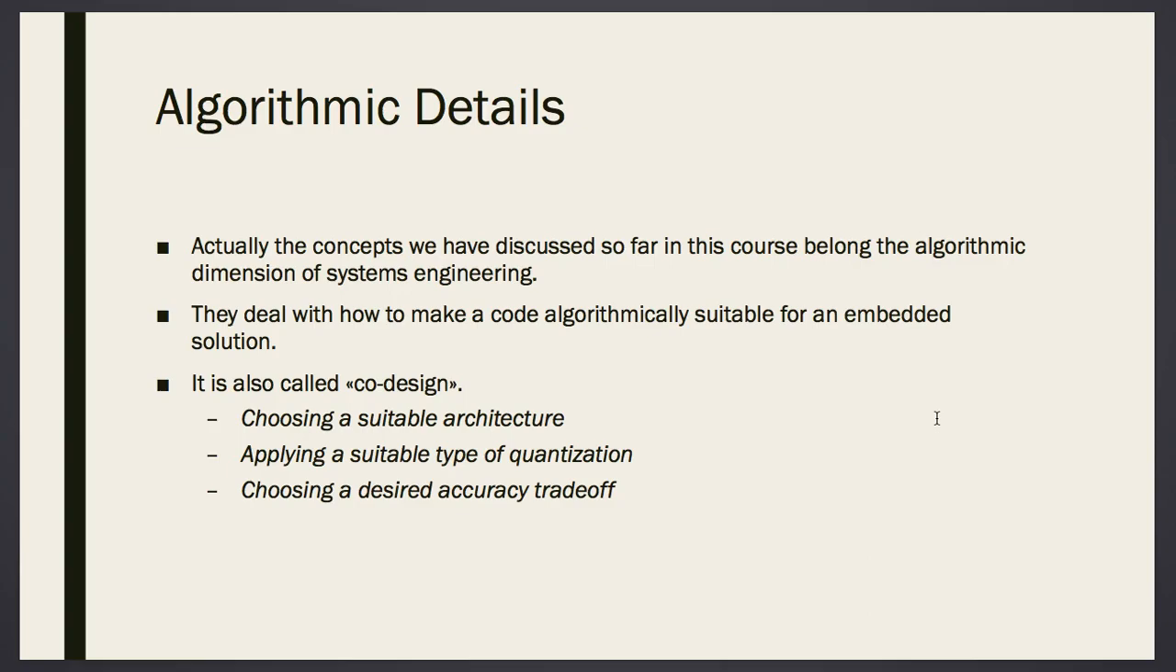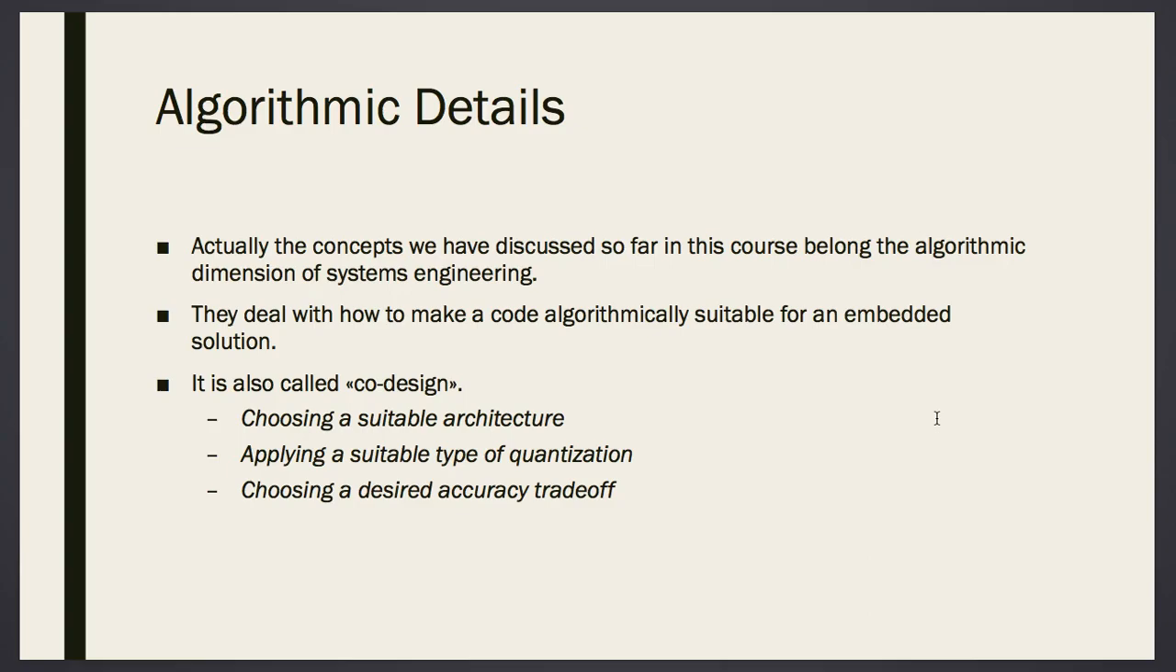Well, okay, you might have a very nice solution working in very nice conditions, but you have an embedded system which doesn't have a floating point operation coprocessor, and your algorithm is fully floating point. In this case, you do this so-called co-design. You choose the suitable architecture, the algorithmic architecture. I'm not talking about the embedded architecture.